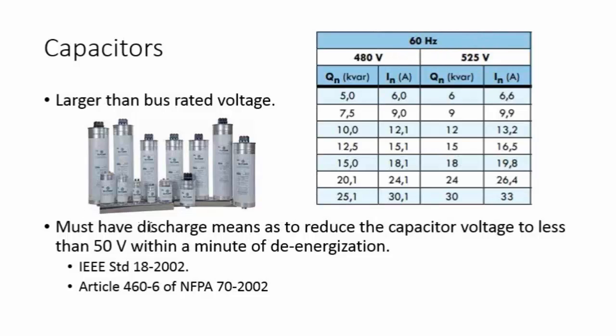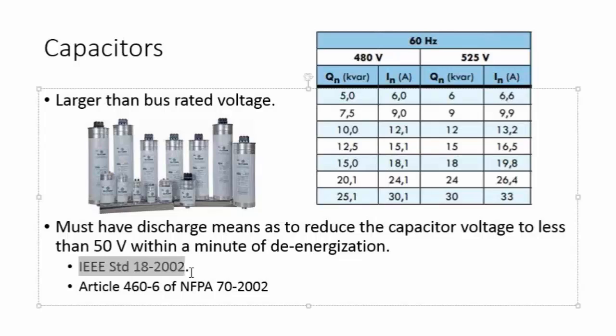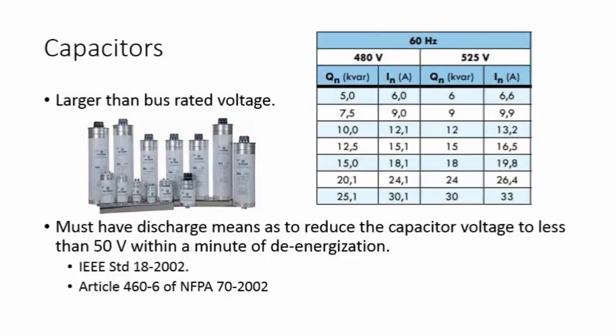Now, the capacitors must have a discharge means so as to reduce the capacitor voltage to less than 50 volts within a minute of de-energization. It's included in the IEEE standard, and it's also in the National Fire Protection Association's NEC.